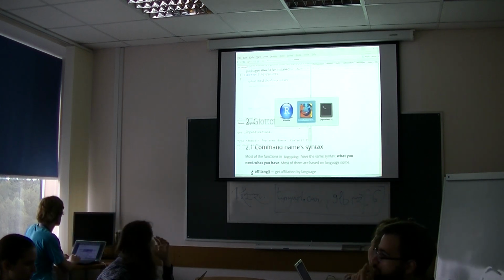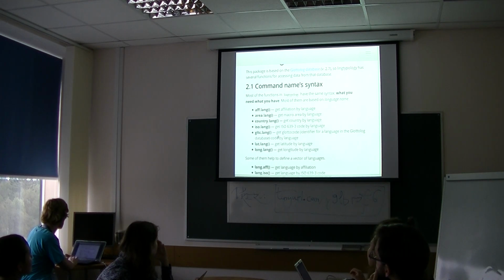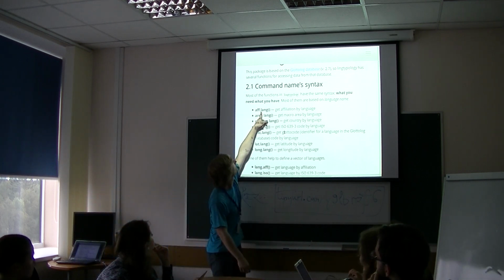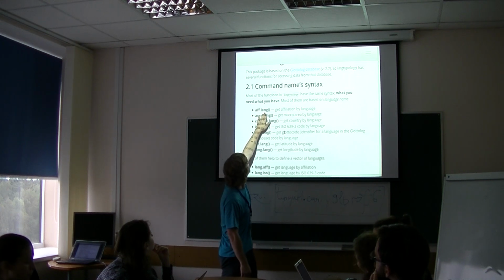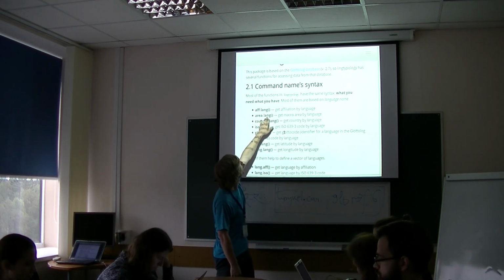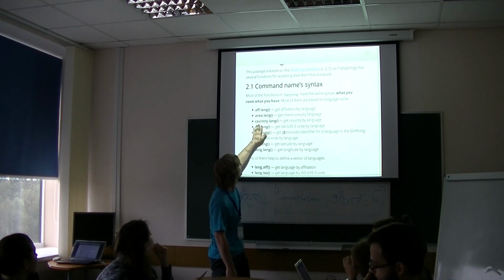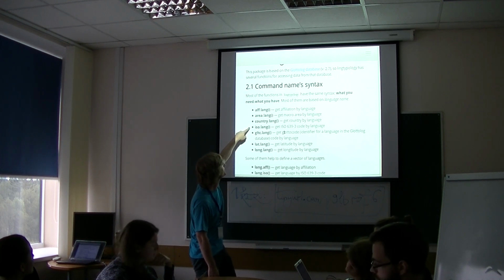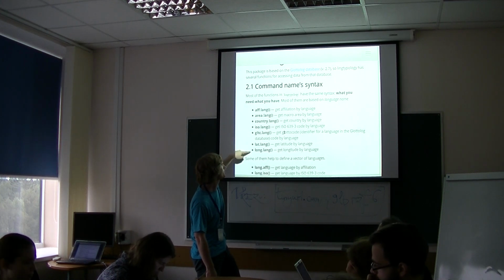So first I'll show some functions about the common names and syntax. It is "what you need" dot "what you have". So for instance, you have aff.lang. That means that you want to get affiliation by language. Area by lang: you get area, macro area by language, and so on. There are plenty of them. So this is the country where the language is spoken. This is the ISO code. This is the Glottolog code. This is latitude and this is longitude.